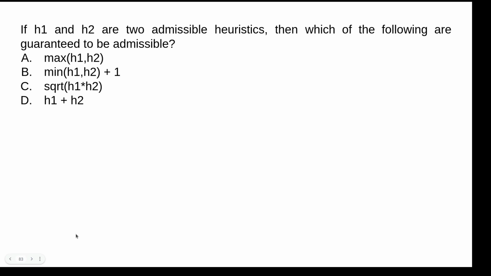Now come to the next question. There are two heuristics, H1 and H2, and both are admissible. Which of the following are guaranteed to be admissible? We are taking different combinations of H1 and H2 for the new heuristic. If they were admissible, then which of the following would again be admissible? Admissible means optimistic. Whatever it says, it should always be less than or equal to the true cost.